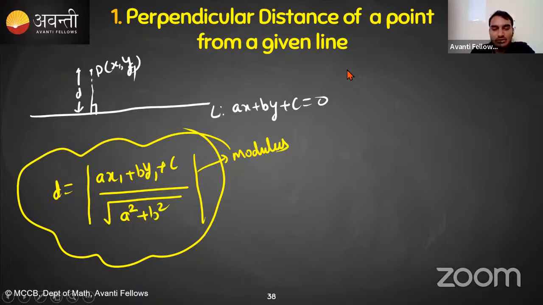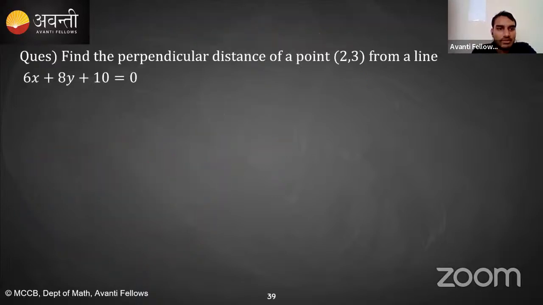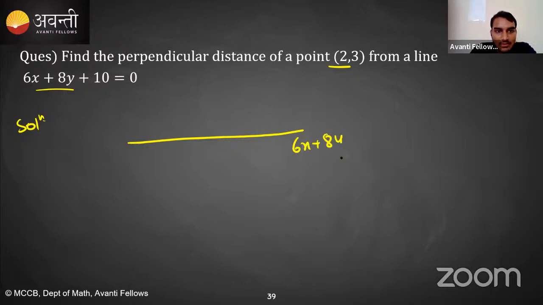So if it is clear, let's solve one small problem on it. The question is to find the perpendicular distance of a point from a line. The line is given: 6x plus 8y plus 10 is equal to 0. The point is (2, 3). This is the distance they are asking us for.